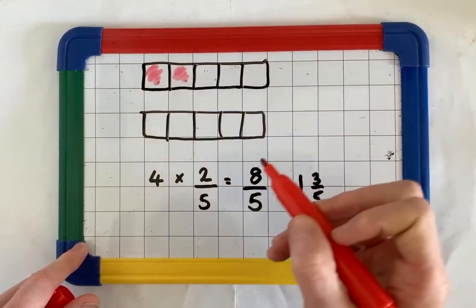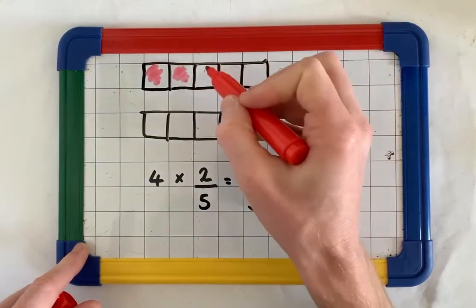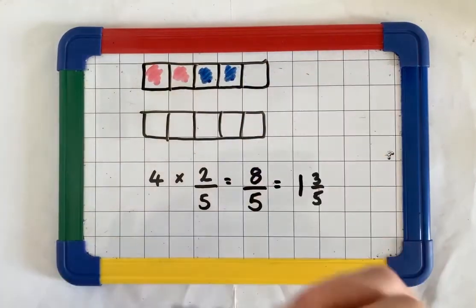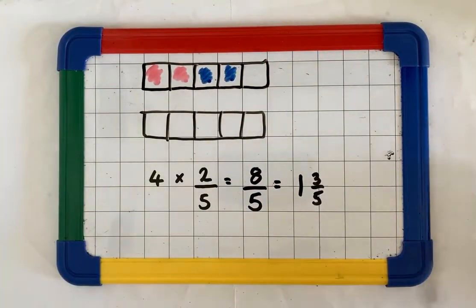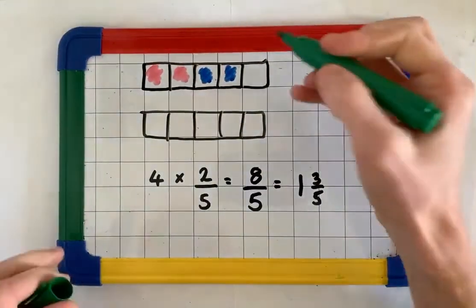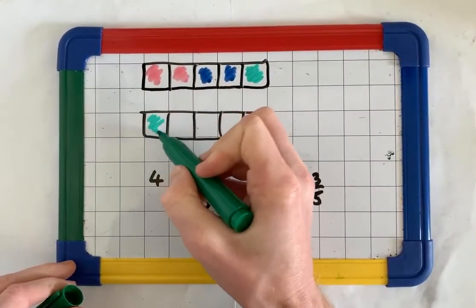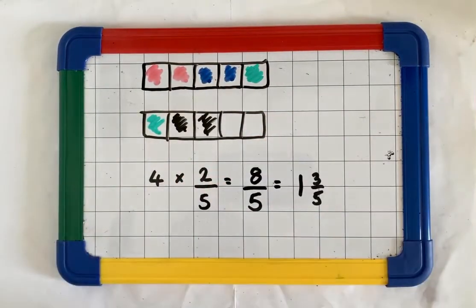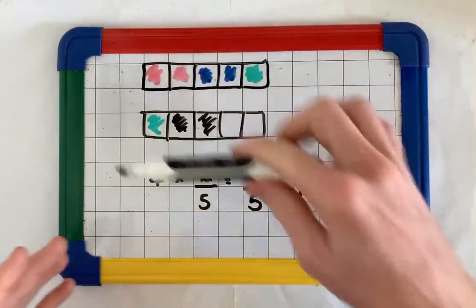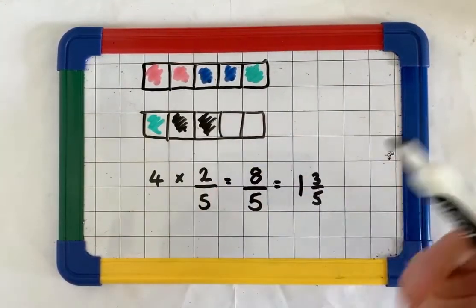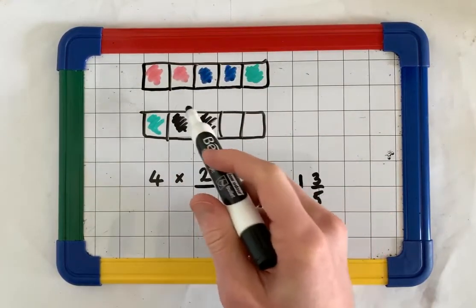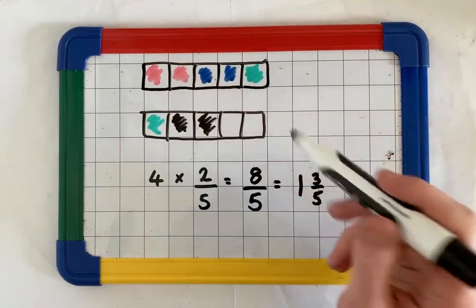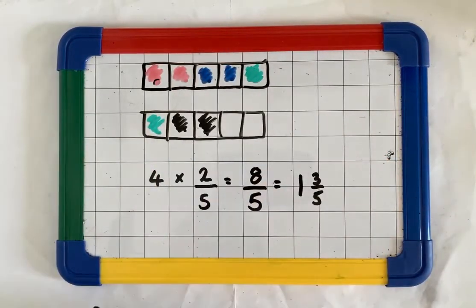And we've got 4 lots of 2/5. So 1, 2, that's 1 lot. We've got our second amount of 2/5. Third. And finally, our fourth 2/5. Now you can see that we have completed our bars. We can add up the fifths. 1, 2, 3, 4, 5, 6, 7, 8/5. And you can also see on the bars that this is equivalent to 1 whole and 3/5.